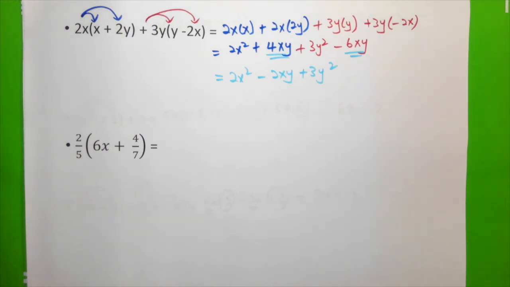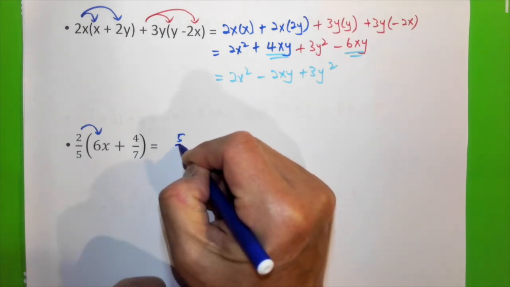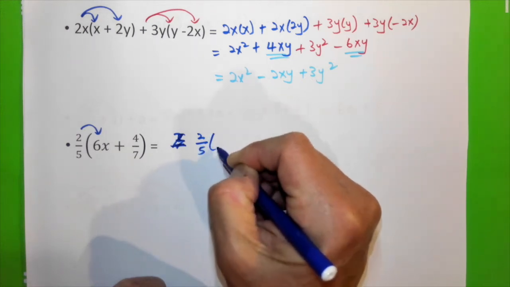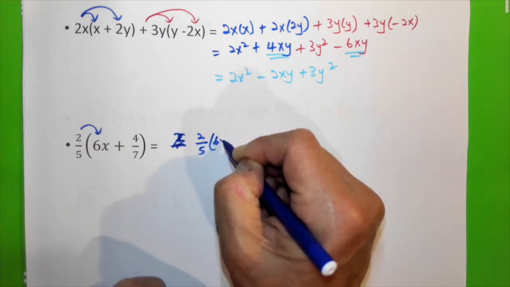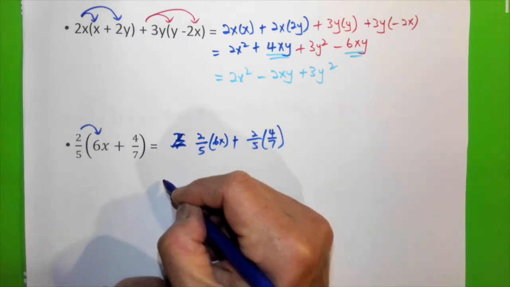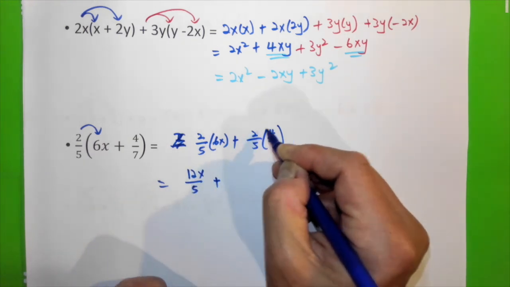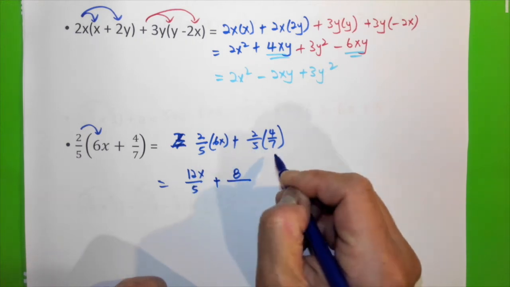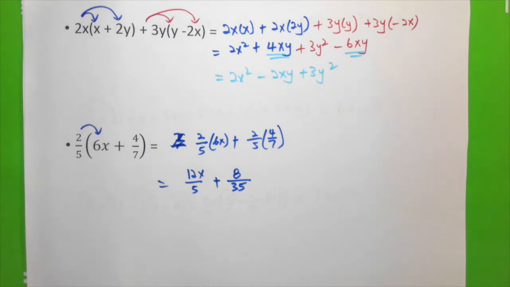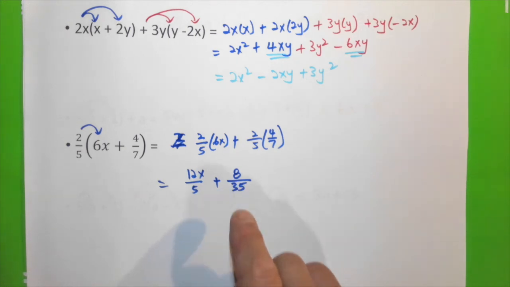Last but not the least, let's work on this. It's actually 2 over 5 multiplied by 6x plus 2 over 5 times 4 over 7. That will give us 12x over 5 plus 2 times 4 is 8, 5 times 7 is 35. Alright, we'll leave the answer that way. 12x over 5 plus 8 over 35.